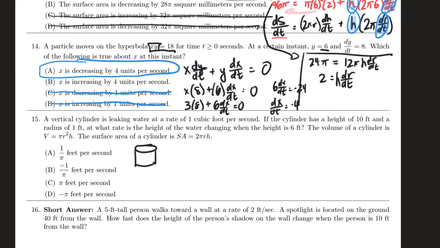All right, so the volume of the cylinder is given to us, the surface area of the cylinder is given to us. Again, if we're talking about water leaking, we're talking about the volume, not the surface area. So we actually don't care about the surface area at all, we just care about the volume, which is pi r squared h.